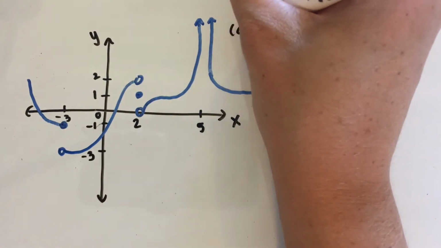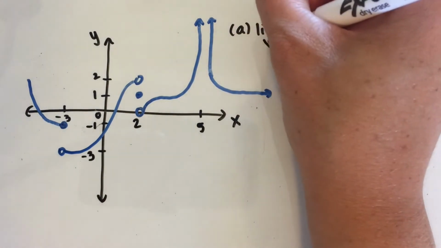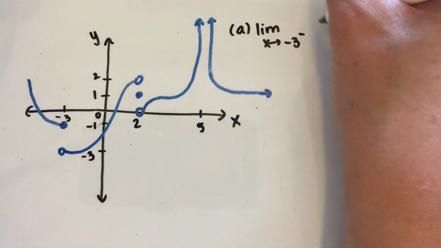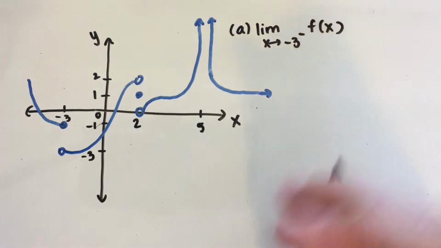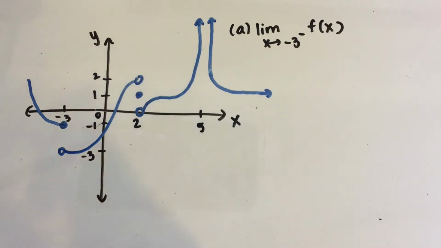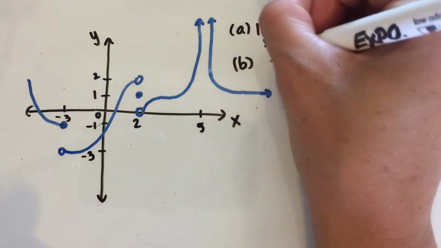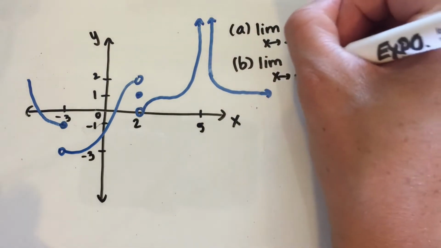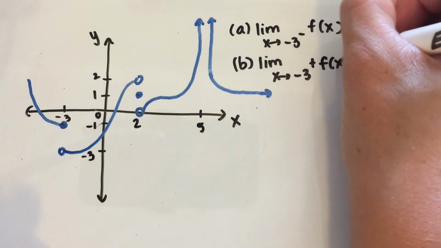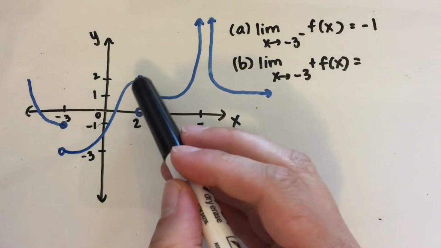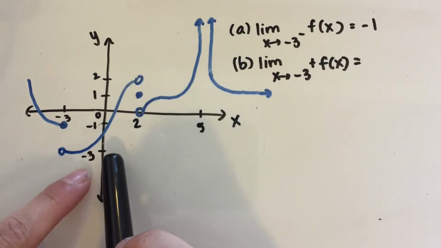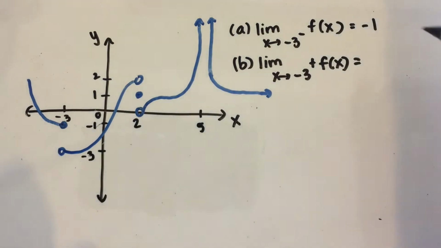And the first question asks, what is the limit as x approaches -3 from the left-hand side? So here we're going to follow this curve from the left-hand side all the way to when x is close to -3. And so our y value gets close to -1. And then the limit as x approaches -3 from the right-hand side gets close to the y value -3.